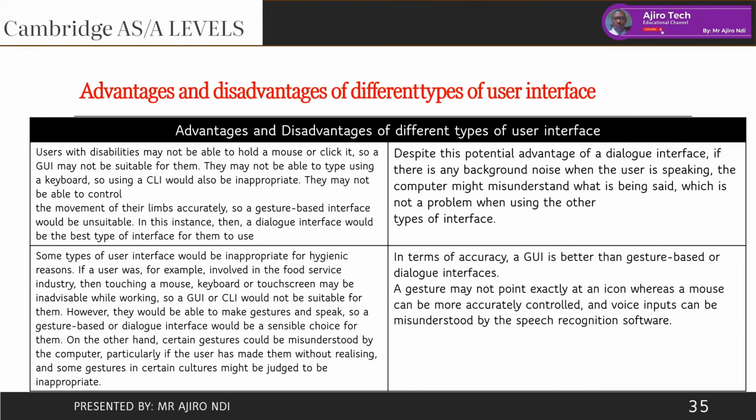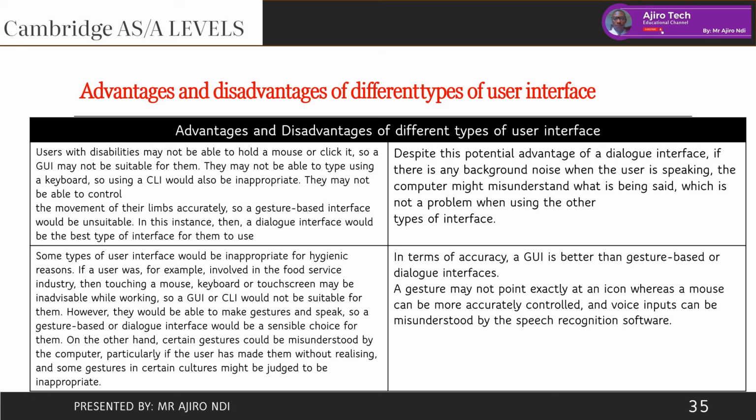And lastly, let's talk about the advantages and disadvantages of these types of user interface. It's important that we talk about it. Users with disabilities may not be able to hold a mouse or click it, so a GUI may not be a suitable user interface for them. They may not be able to type using a keyboard, so CLI will be inappropriate. They may not be able to control the movement of their limbs accurately, so a gesture-based interface will be unsuitable. In this instance, a dialogue-based interface will be the best type for them to use.